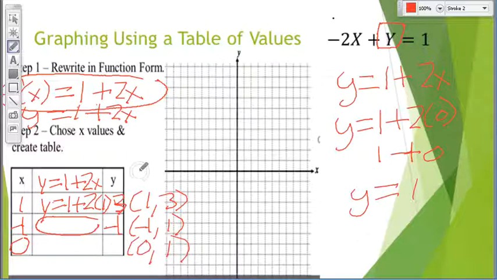So now that we have 3 points, we're going to go ahead and graph each of these points and draw our line. The first one, 1, 3. That means we're going to move from the origin to the right 1 and up 3. 1, 2, 3. So 1, 3. Negative 1, 1 would be to the left 1 and up 1.